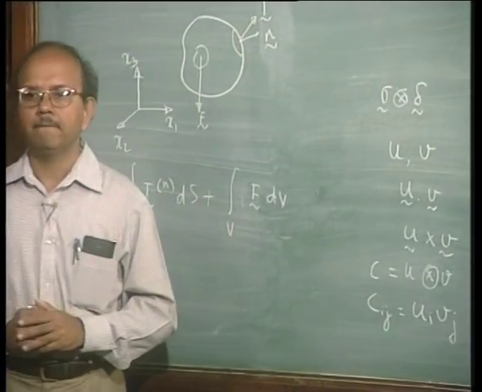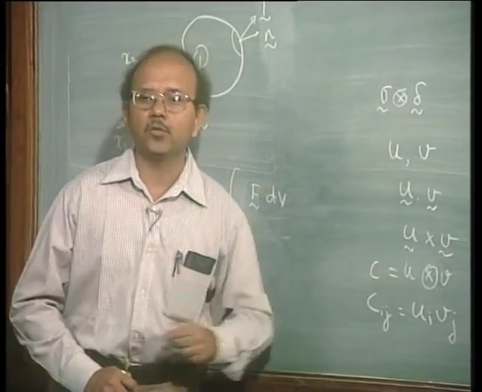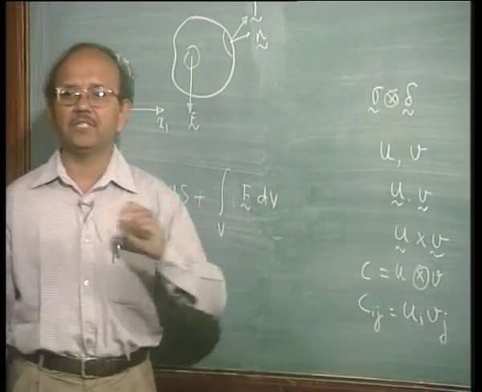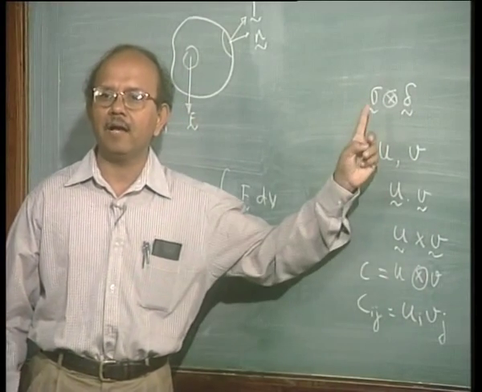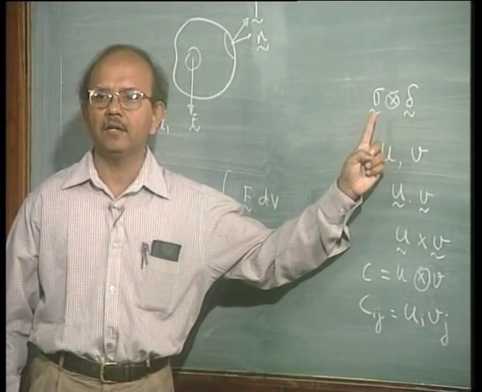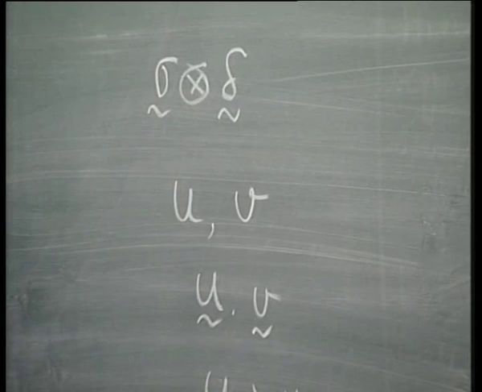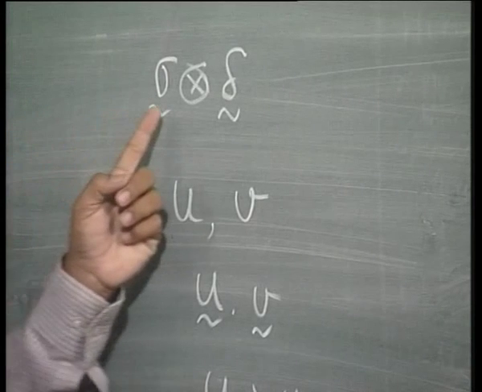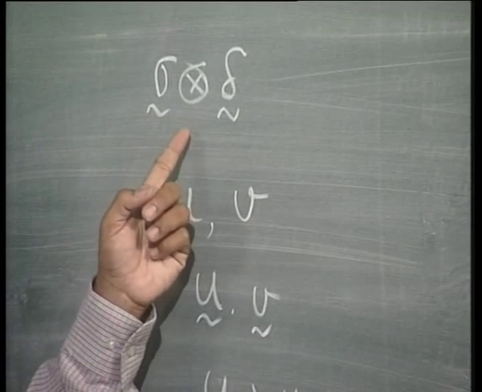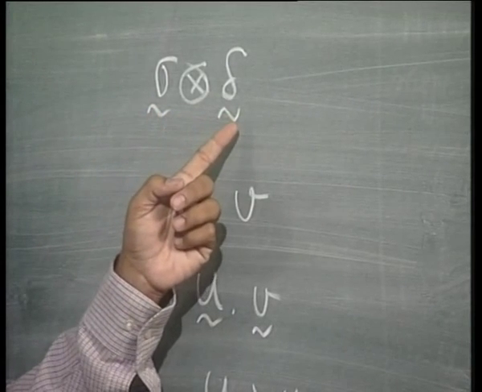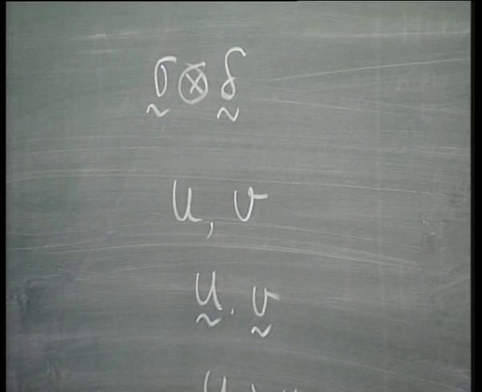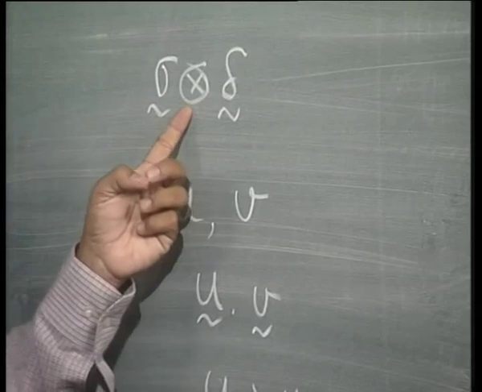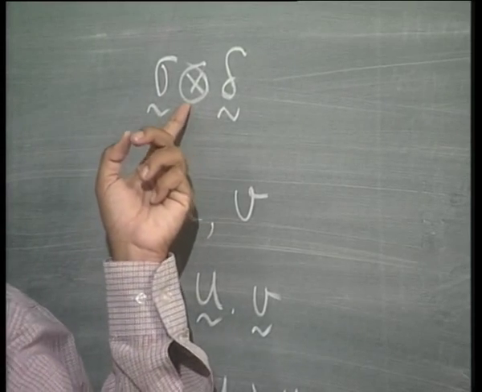Is that clear? Now coming back to this equation, in the same sense that I can have different operations, I can have different operations defined on a second order tensor as well. Now this has sigma ij delta kl. So I can get a fourth order tensor by an operation which is called a dyadic operation.